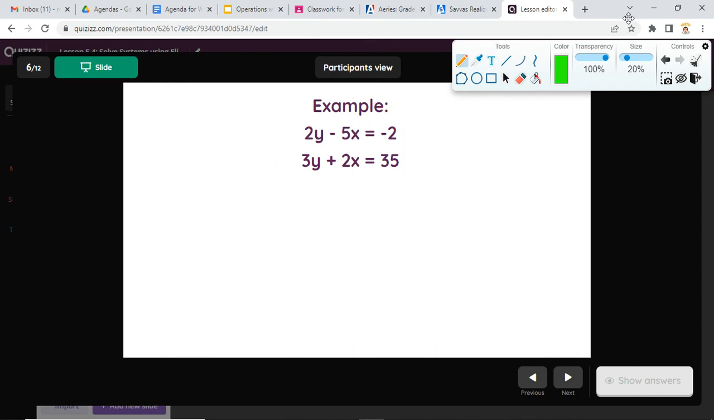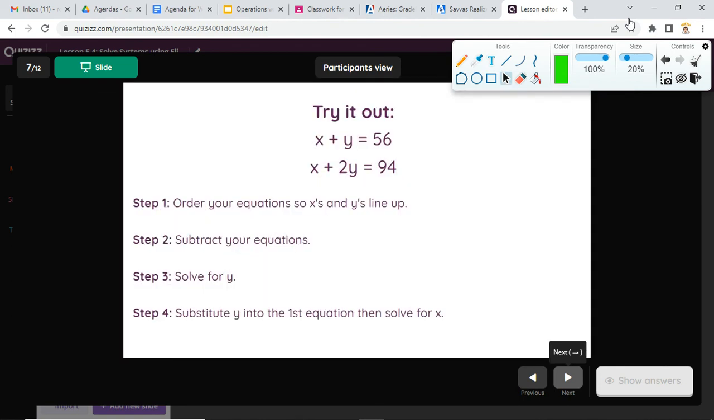Okay, so I would like you guys to be able to try one of these out on your own here. Yes, I want you guys to try this one out on your own. x plus y is equal to 56, and x plus 2y is equal to 94. Kind of included some steps for you on the side here so you can follow along, but I'd like you guys all to pause your video right now and try this out on your own.